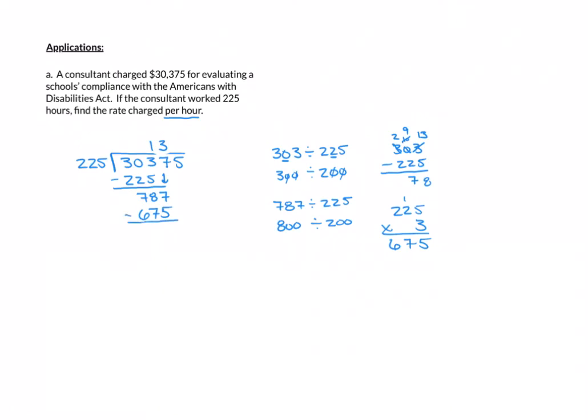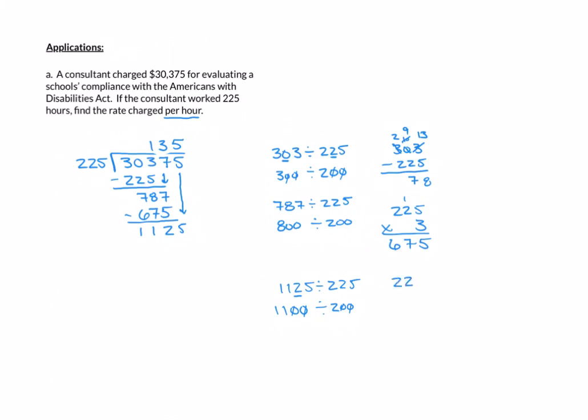There's no borrowing on this one, so I'm going to go ahead and subtract. 7 minus 5 is 2, 8 minus 7 is 1, 7 minus 6 is 1. All right, we bring down our next digit. So same thing. I want to divide by 225. I want to round my 225 to 200 again. And I'm going to round my 1125 to 1100. We ignore our last two digits. 2 goes into 11 5 times.